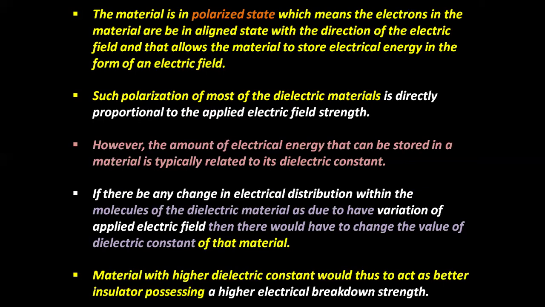However, the amount of electrical energy that can be stored in a material is typically related to its dielectric constant. If there is any change in electrical distribution within the molecules of the dielectric material due to variation of the applied electric field, then the value of the dielectric constant of that material would change. A material with a higher dielectric constant would thus act as a better insulator, possessing a higher electrical breakdown strength.